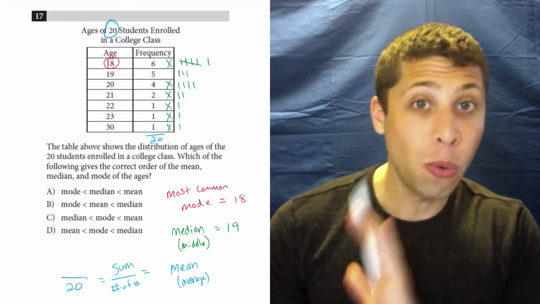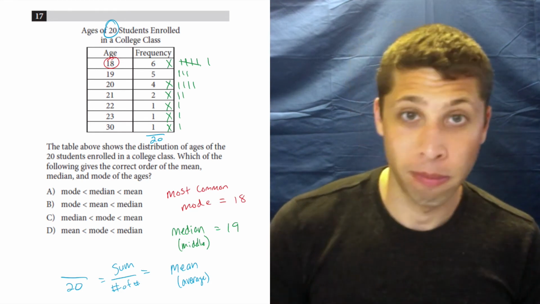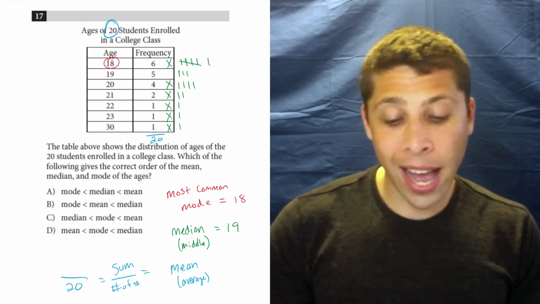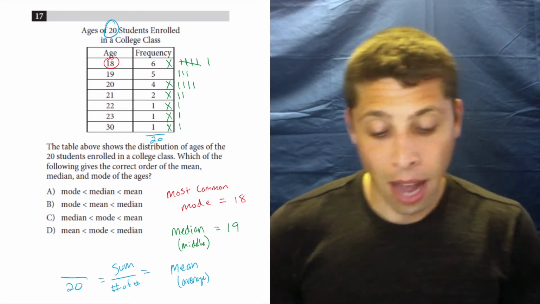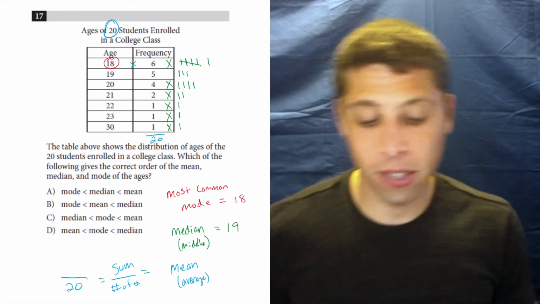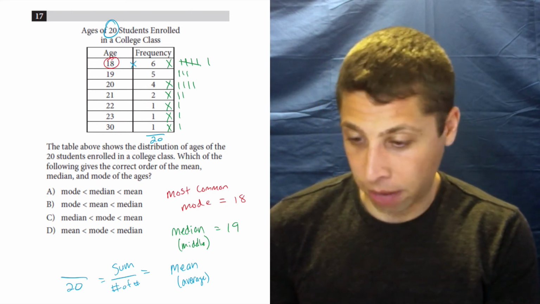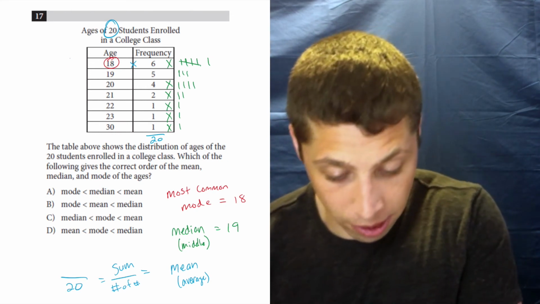So to stay organized, here's what I do. I do it row by row. If I want to add up all the 18s, I'm going to do 18 times 6. And I literally do this. This is not just me showing my work here for your benefit. I literally do this. So 18 times 6 is 108.